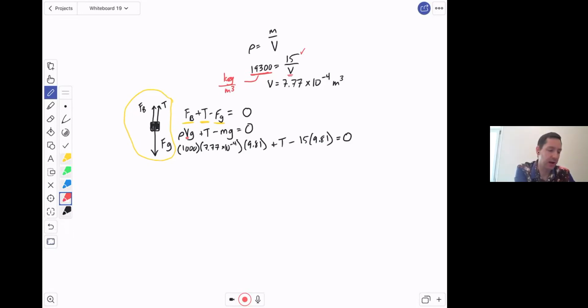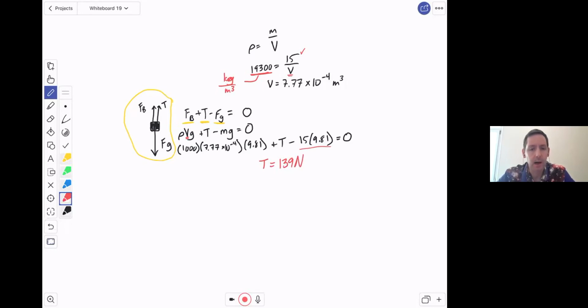And so then you have the weight at the end, which is the weight of the actual gold idol. And so as Isaac said, at that point, it's just mathematics. You solve for T, and the tension that you get should be equal to about 139 newtons. I think all the information was 3 sig figs, so we'll go ahead and go with 3 sig figs there.